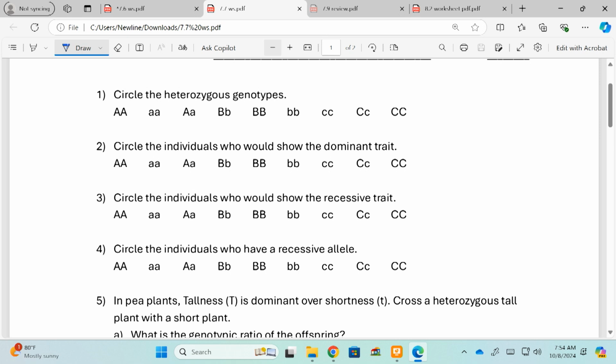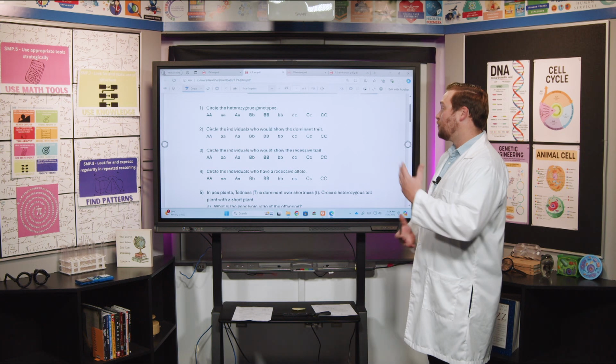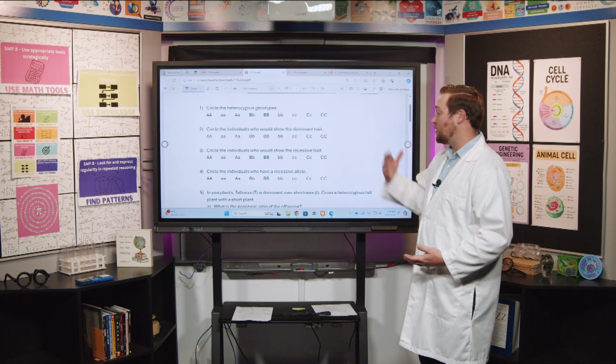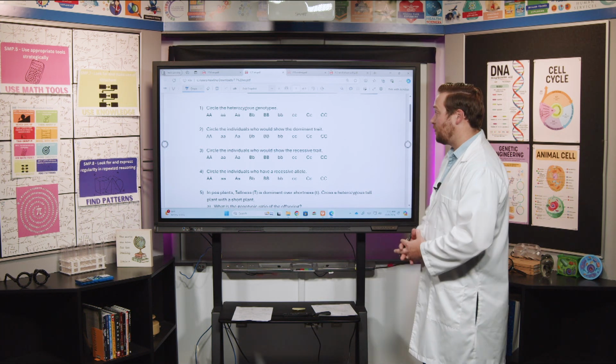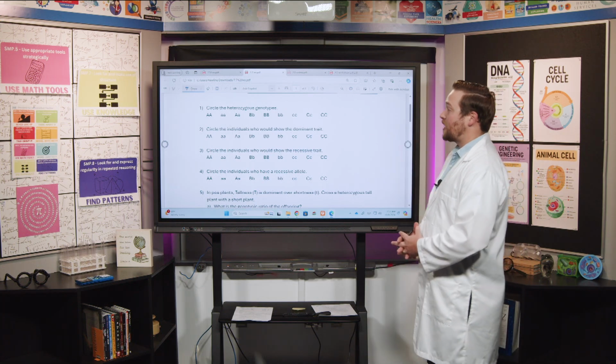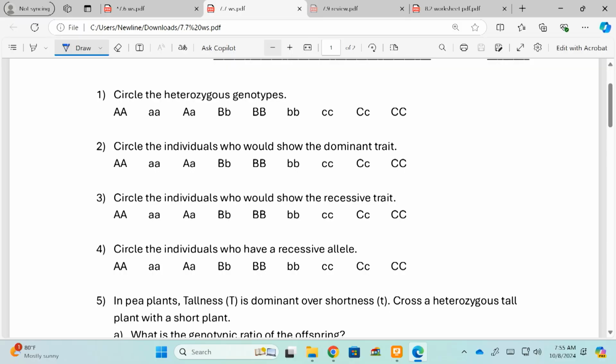All right, let's see what everybody came up with. So these first couple questions are sort of easy, but they'll continue to get harder as the worksheet goes on, and we're getting into those more complex things that we've been discussing. Number one here says circle the heterozygous genotypes. Okay, couple things I wanted to point out.